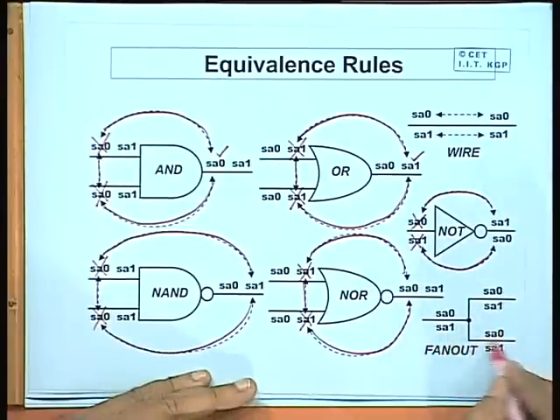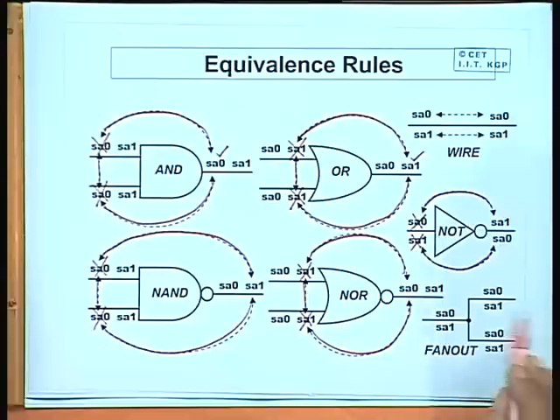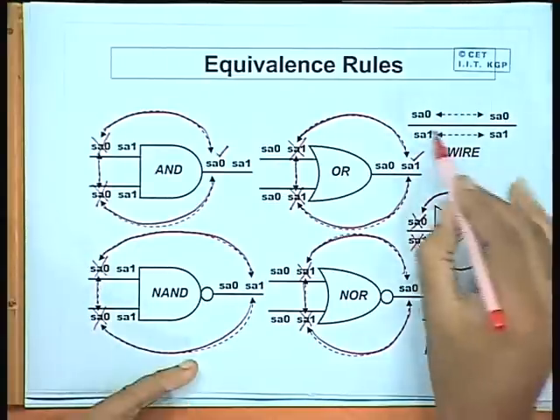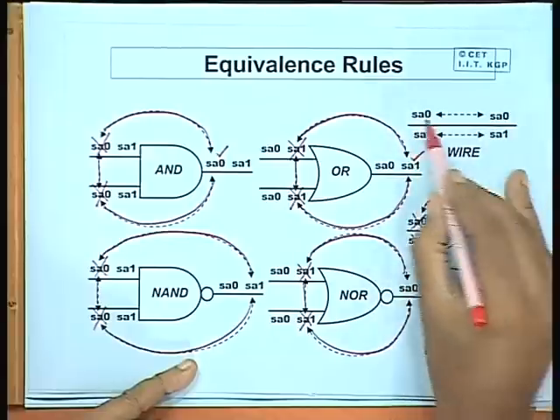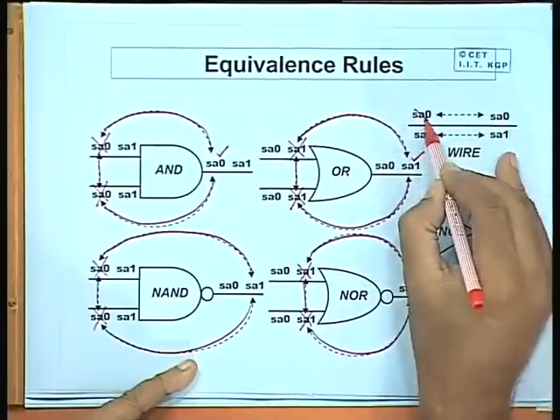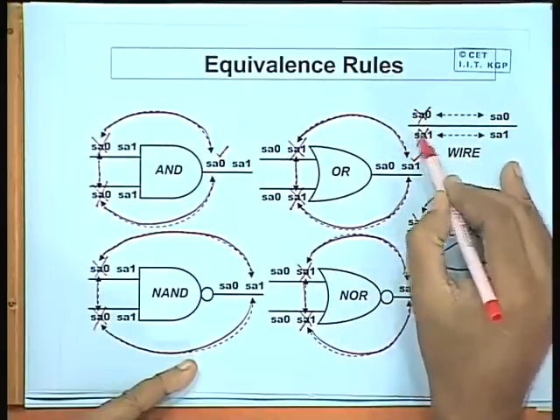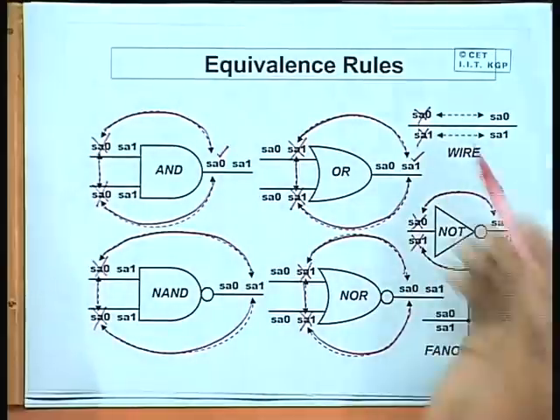If there is a fan out, there are no equivalents here. So, for a fan out, you cannot delete anything. But if it is a simple interconnecting wire, trivially these faults will be equivalent. So, you take the faults at any one end of the wire, they are the same.